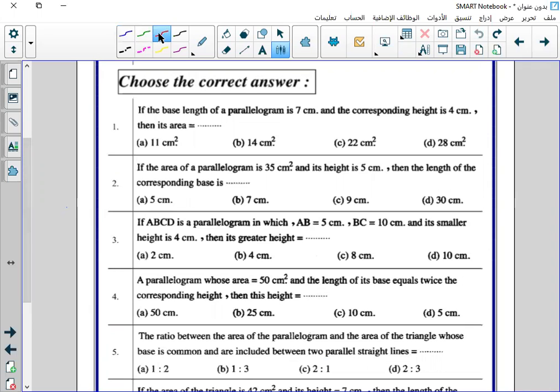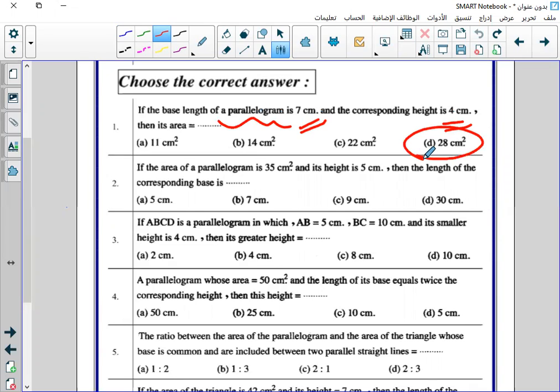We will write the law, which is base times height. The area of the parallelogram equals base times height. Base equals 7 and height equals 4. Then the area equals 7 times 4, which is 28 square centimeters. Letter D. That's right, Sarah. 28 square centimeters.